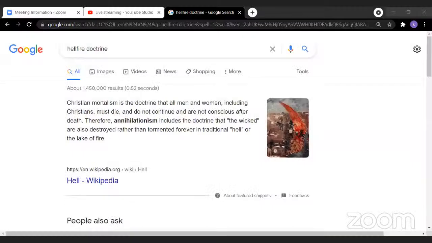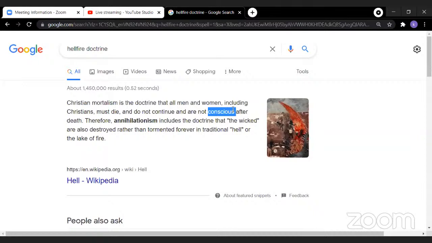But yeah, maybe they might. I'm gonna do it. You know what? Let me see. First, I'll see if I can find something. Okay, so here's the hellfire doctrine. Christian mortalism is the doctrine that all men and women, including Christians, must die and do not continue and are not conscious after death. So we see this is not true, right? Because we saw, absolutely.